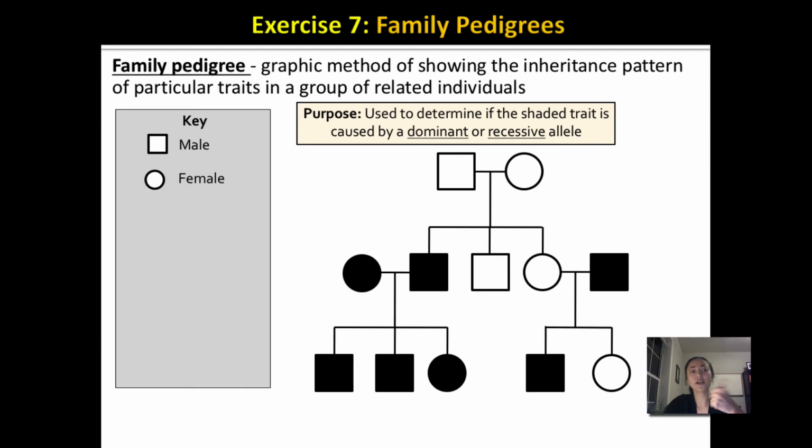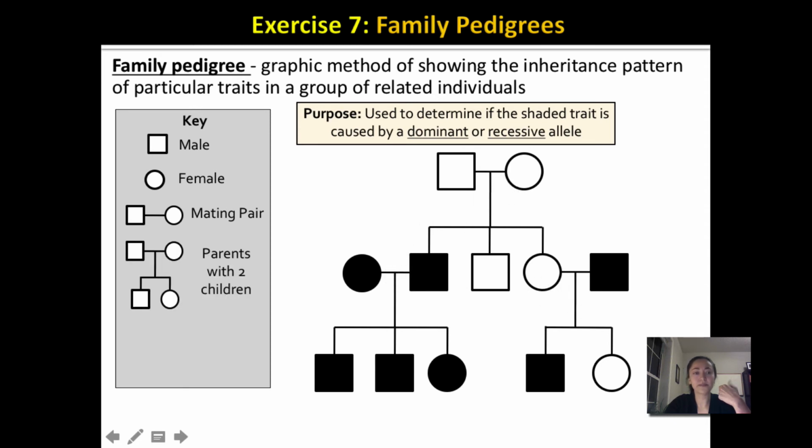Males are always squares, females are always circles. A mating pair is shown by a line between the individuals. You can see there's 3 mating pairs in this family. A line coming down from the mating pair means that they have children, and you can see that these parents have 3 children. These parents have 2 children. And then individuals that are affected, or in other words, have the trait we're interested in, are colored in, and those that are not affected or do not have the trait we're interested in are not shaded.